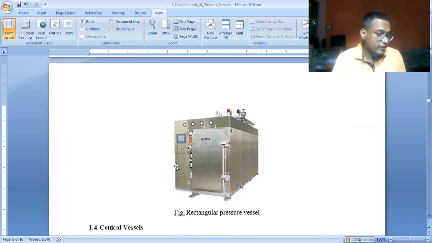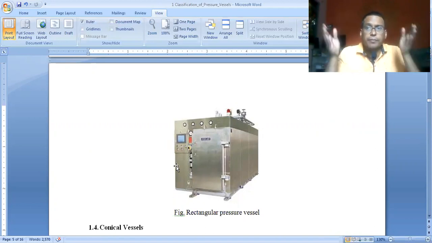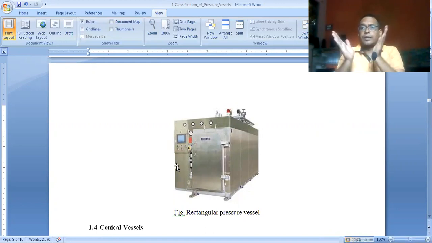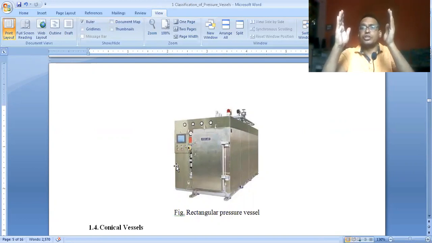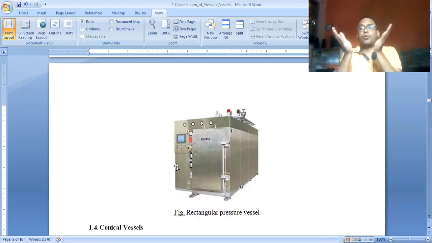Then the conical vessels. These are mostly provided at the bottom of the vessel, so that the solids can easily flow out from the bottom. That means the conical portion is available, and at the bottom you can take out the material very conveniently. So in the upper section you can have a rectangular or cylindrical shape, and at the bottom you can have the conical section.